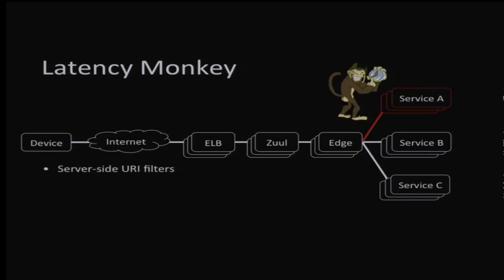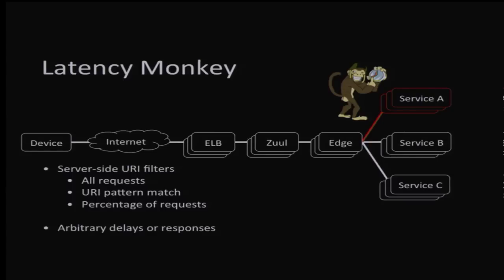And we do this using server-side URI filters. You can treat all requests the same way, but you can also get down to the individual request level using pattern matching. You can also just pick a percentage of traffic that will get the latent or failed response. And we can put in any arbitrary delay and any arbitrary response. So it could be an error code, it could be some arbitrary payload.